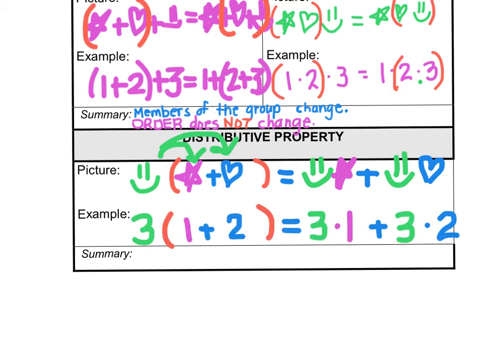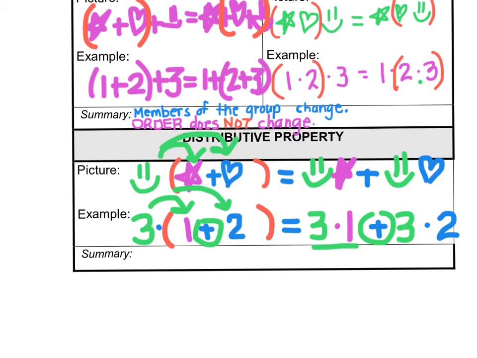The distributive property states that when I have a number on the outside of the parentheses that is being multiplied by everything in the parentheses, I can distribute that number to each term. So I can take the 3 and multiply it by the 1, and then add the 3 multiplied by the 2. And I will come up with the same answer.